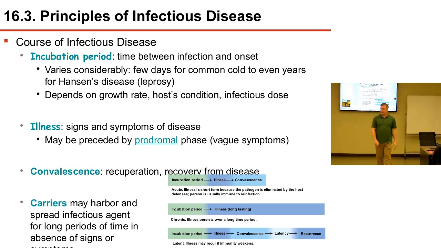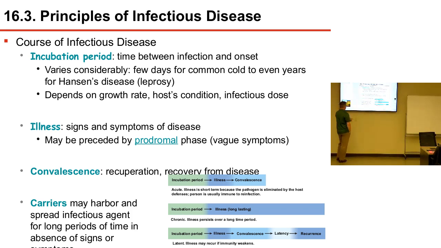All right, and then carriers. This is not part of the traditional stages of illness, but for some particular diseases, such as Salmonella typhi, you can potentially become a carrier. There are also some suggestions that people can be carriers of other diseases that we don't even realize they are harboring.